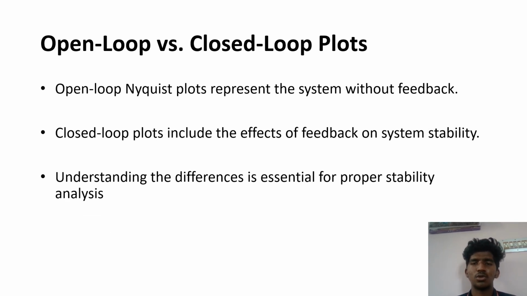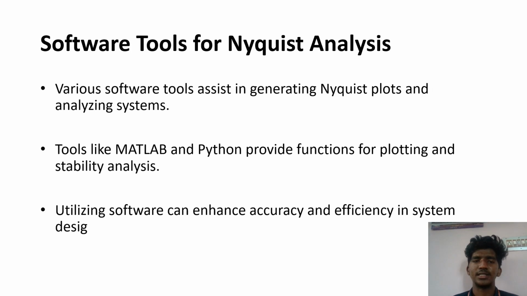Open loop versus closed loop plots. The open loop Nyquist plot represents the system without feedback. Closed loop plots include the effect of feedback on system stability. Understanding the differences is essential for proper stability analysis.